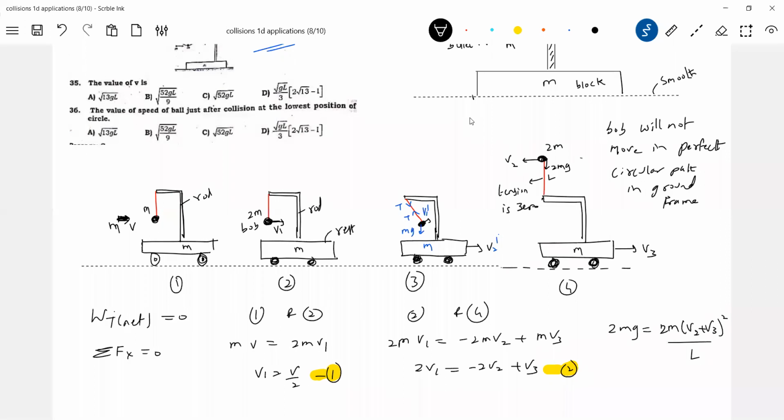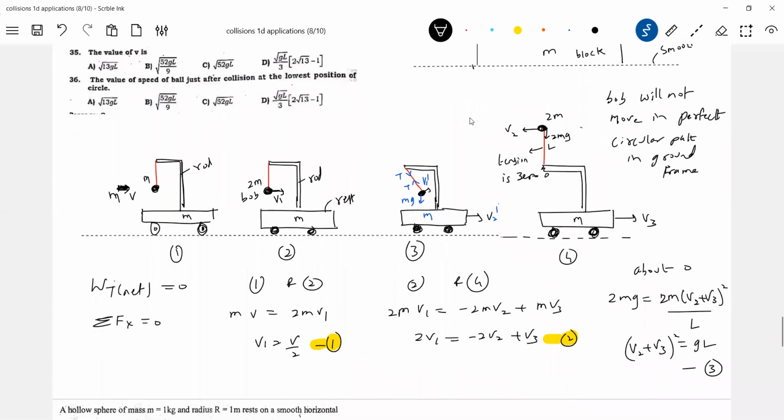Why this v2 plus v3? Because we are writing the centripetal equation about the point of suspension, about O. What is the velocity of point O? v3, no? And the velocity of the bob with respect to point O, relative velocity, is v2 plus v3. Solving this, (v2 plus v3) whole square equals gL. Keep it here. Then let me apply conservation of mechanical energy.